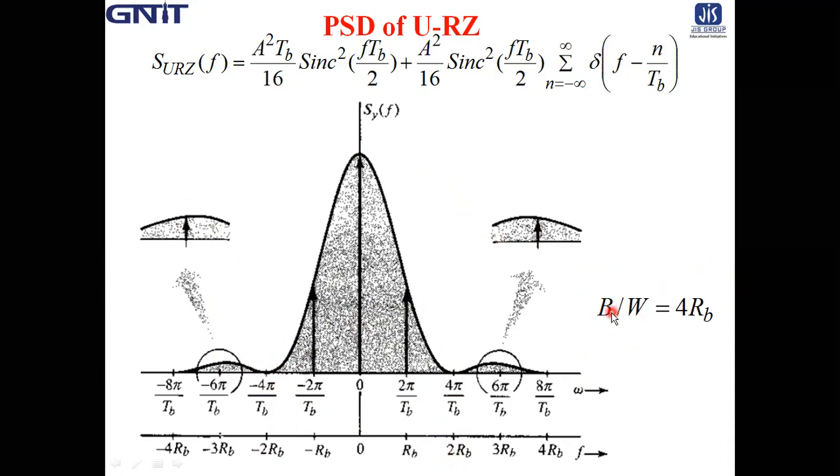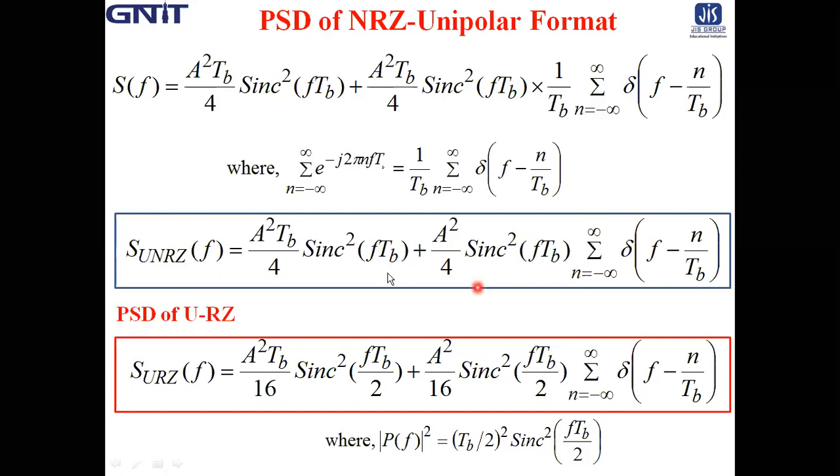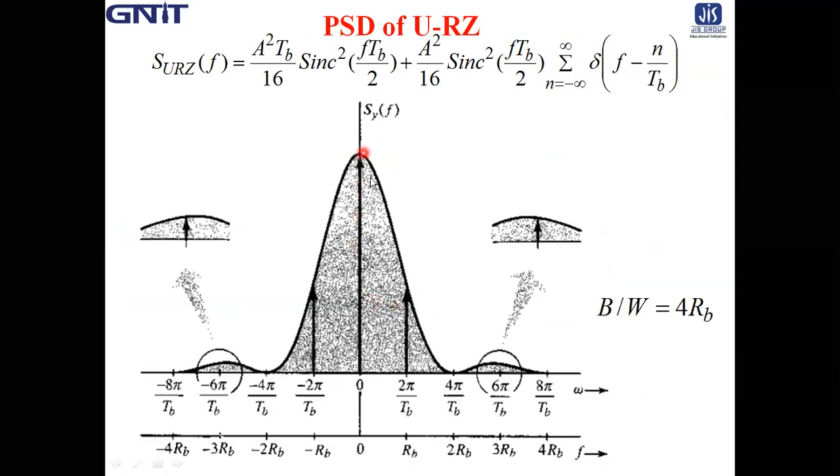Now if you draw the waveform of unipolar NRZ, then definitely the cutoff point of the sinc pulse is, if it is 2π, then 2π/TB is the first cutoff point. Say here 2π/TB and 6π/TB. In that way you can draw the waveform for unipolar NRZ.